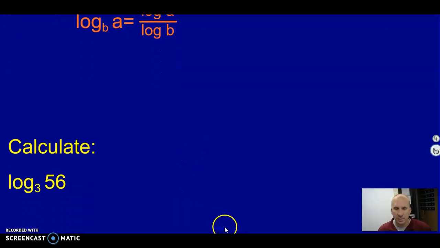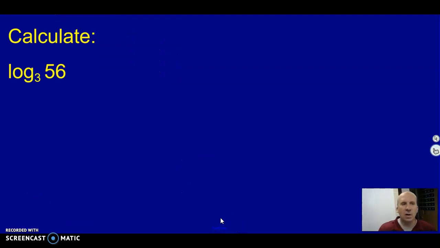When we look at this example here in yellow, in order to calculate log base 3 of 56, we should be able to make some observations. First of all, we know 3 to the first power is 3, the second power is 9, the third power is 27, the fourth power is 81. So 56 is between 27 and 81. We know it's got to be 3 point something, because 3 to the third power is 27 and 3 to the fourth power is 81. That's using common log sense.